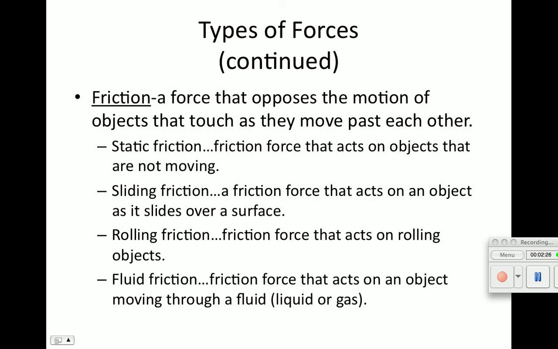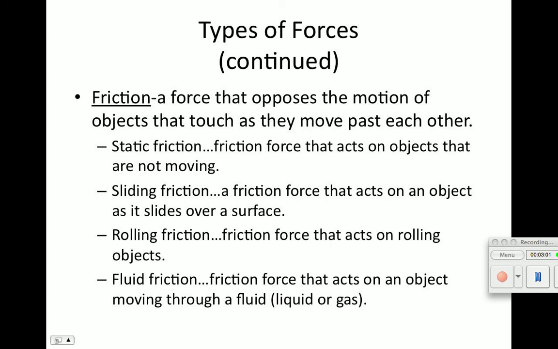So to continue our look at forces, there's other kinds of forces out there that we need to be aware of. There are thousands and thousands of types of forces, but there's a couple that we're going to be considering in this unit on dynamics. So the first one is the force of friction. It's a force that opposes the motion of objects that touch as they pass each other. Okay, so I have a force that's putting an object into motion, and then I have a force that resists that motion. That force that's resisting the motion is called friction.